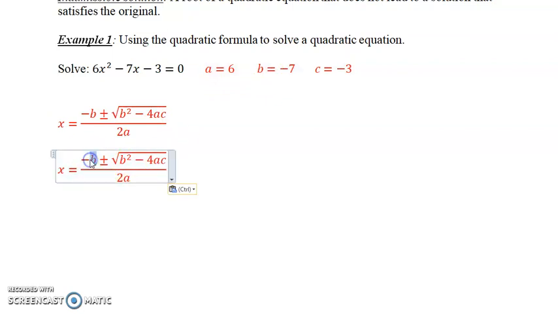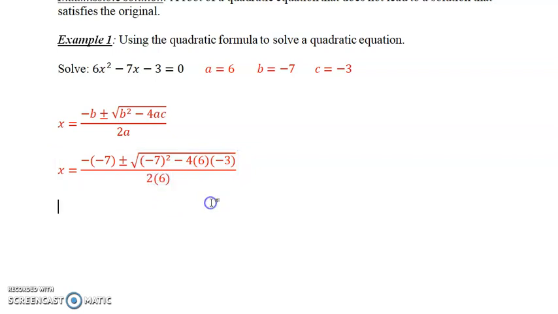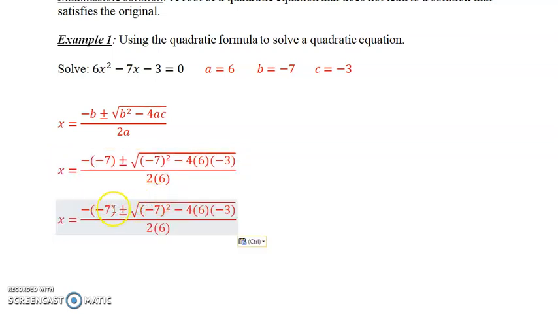B is -7, but it's minus b, so it's -7. And then the b squared is -7 squared. A is 6. Brackets are important here. C is -3, and A is 6. Okay, so we plug everything in. Now we're going to simplify. So the -7, minus a -7, that's actually just going to be 7.